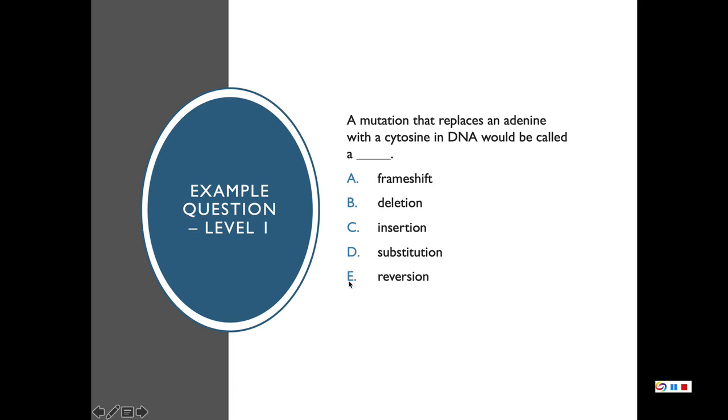Substitution, if we had a reversion, reversion is a much higher level type of mutation where cells can actually revert that point mutation either directly or indirectly back to a functioning protein. So that's a higher level type of mutation. So we're going to stick here with our basic substitution, which is exactly what's happening when we replace that adenine with a cytosine.